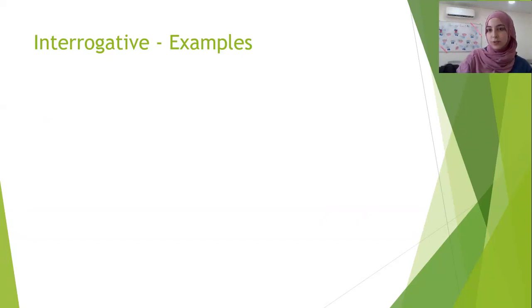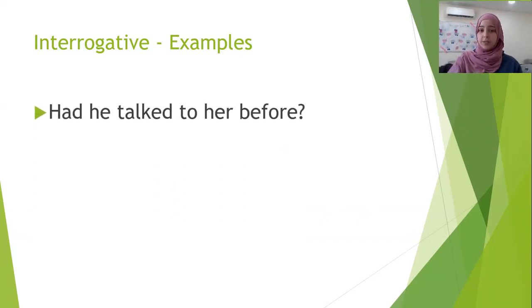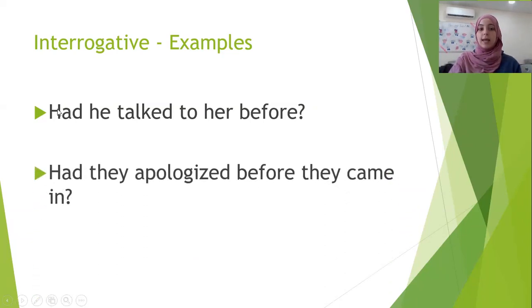Let's talk about interrogative sentences or questions. Had he talked to her before? Simple. Just flip the subject and the helping verb had. Had he talked? Had they apologized before they came in? Okay, so I'm asking you if they apologized first, then came in. Again, I'm asking if they had apologized first, then came in.